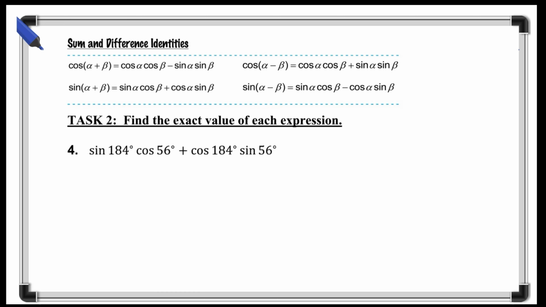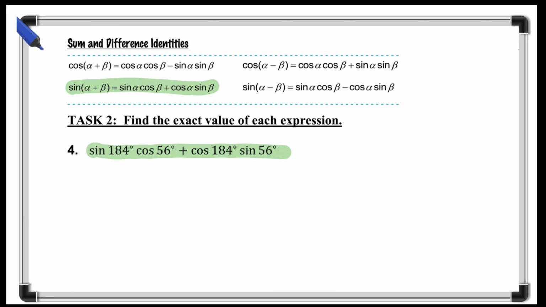Okay, so in this question, we're going to figure out what formula this is. We're going to look and see, we've got the sine of 184, and then we've got cosine of 56, and then we are adding cosine of 184 and sine of 56. So that would actually be this formula here.